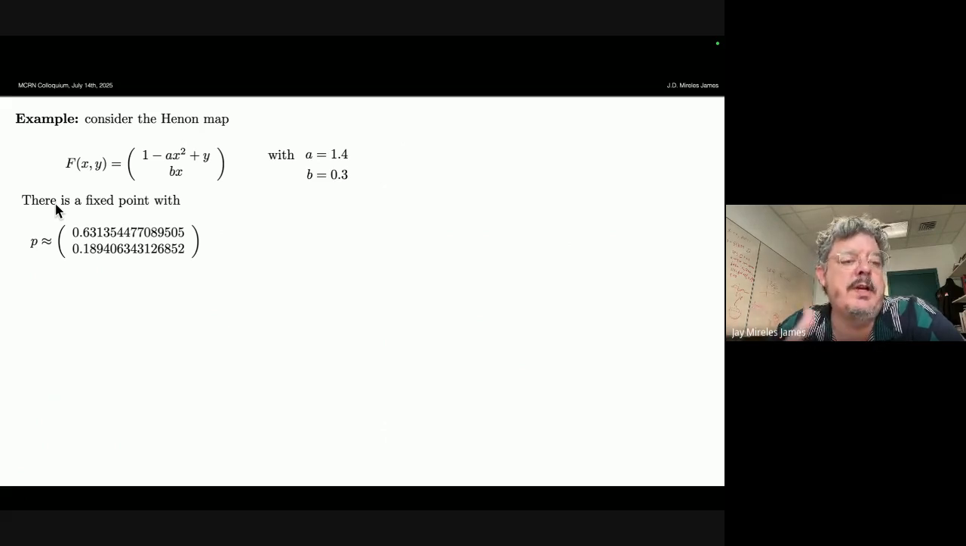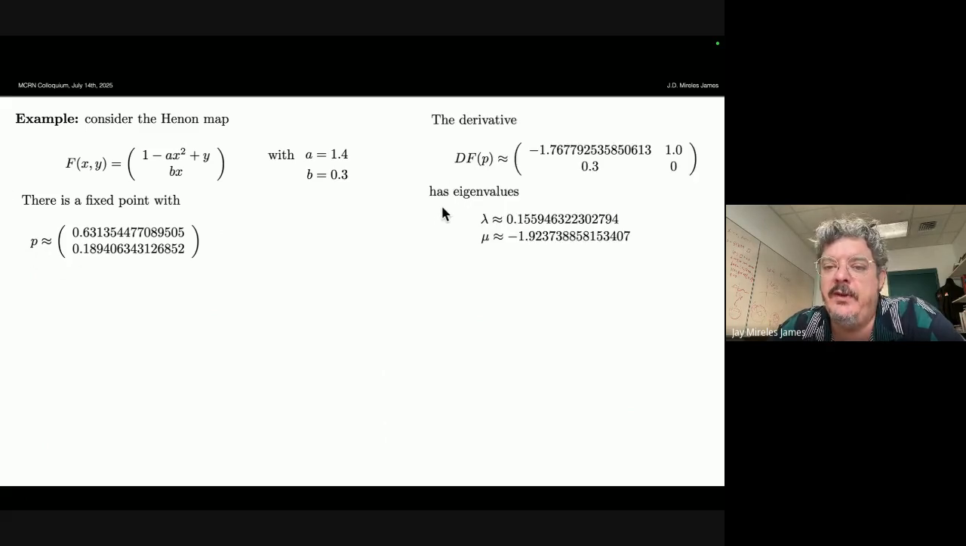One can check using something like Newton's method, or even for this system you can work out by hand, that this map actually has two fixed points. One of them is roughly given here. And by computing the derivative, you can see that this fixed point is a saddle.